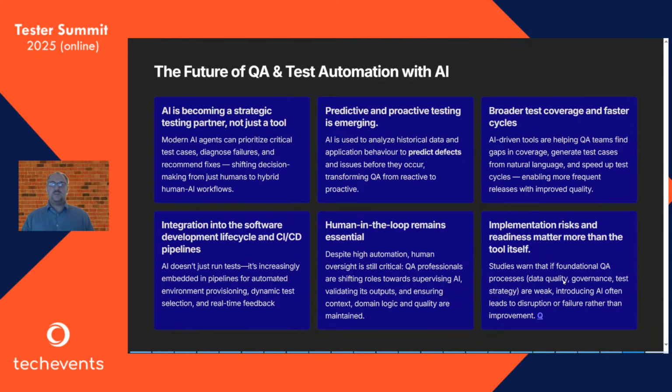This is another potential of using AI, which I see will be more and more used in the future. It can have broader test coverage and faster cycles, and integration into the software development life cycles and CI/CD pipelines. It's also essential. But still, for some human-related topics, we need to put a human in the loop.